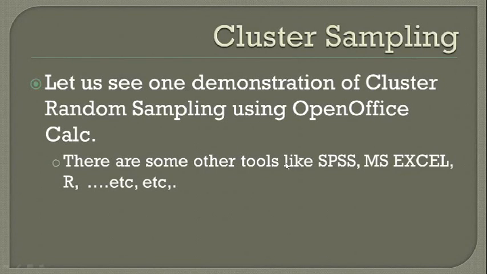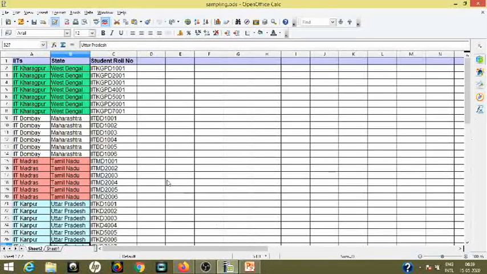Now, let us see a demonstration of cluster random sampling using OpenOffice Calc. This is much simpler than stratified random sampling. The same data we used previously for simple random sampling and stratified random sampling, where we have taken 7 IITs and students from the different IITs with their roll numbers. The roll number nomenclature is IIT KGP, discipline 1, discipline 2, etc., and similarly for IIT Bombay. If I want to cluster it, one IIT is one cluster.